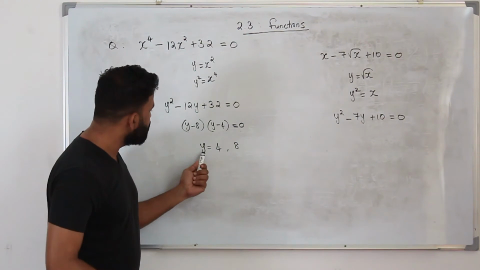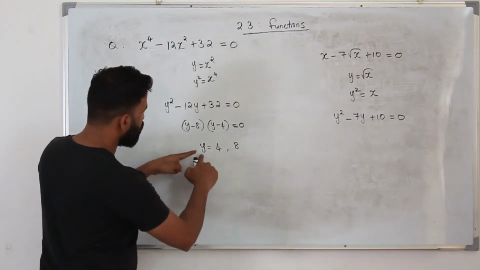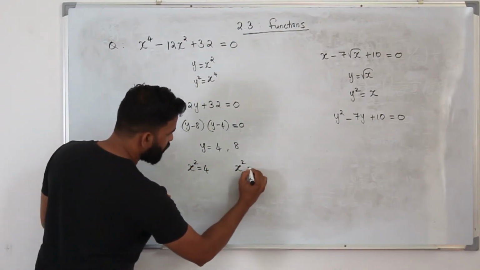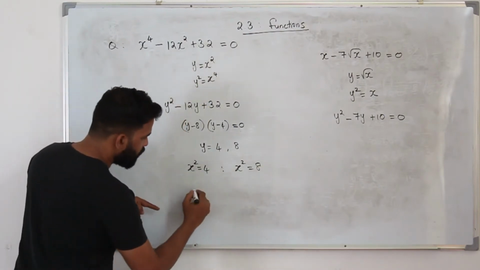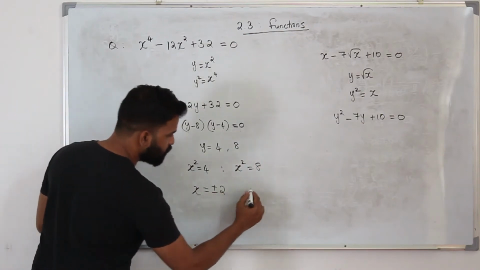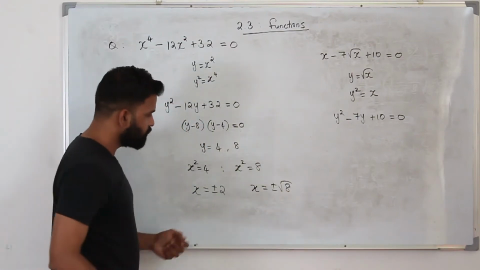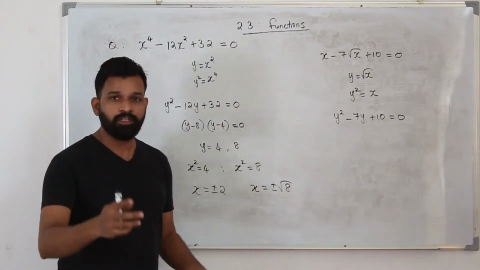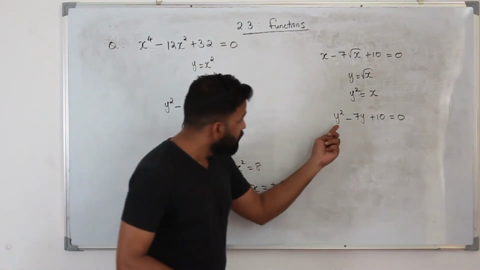You need to convert this y back to x using this. So your y is x square, which is 4, and x square is 8, because your y is x square. So when you find x, when you take square root, you get plus or minus 2. Here your x is plus or minus square root of 8. So you got 2 plus 2, 4 values. These 4 values are the solutions of the given equation. That's it. Same goes here.